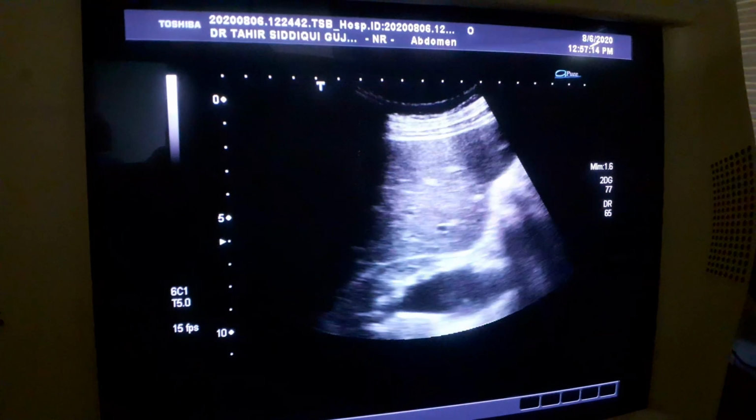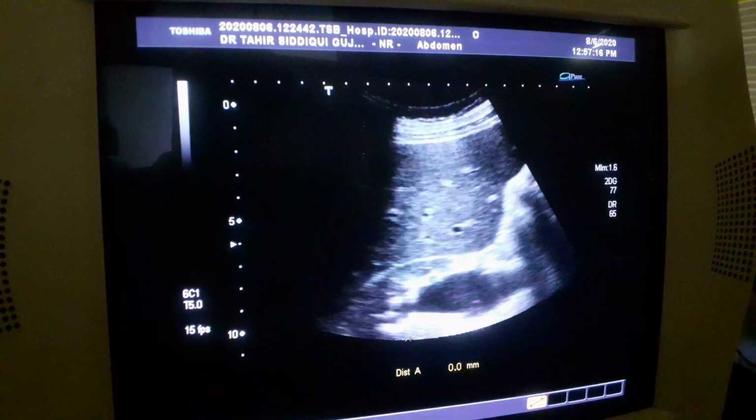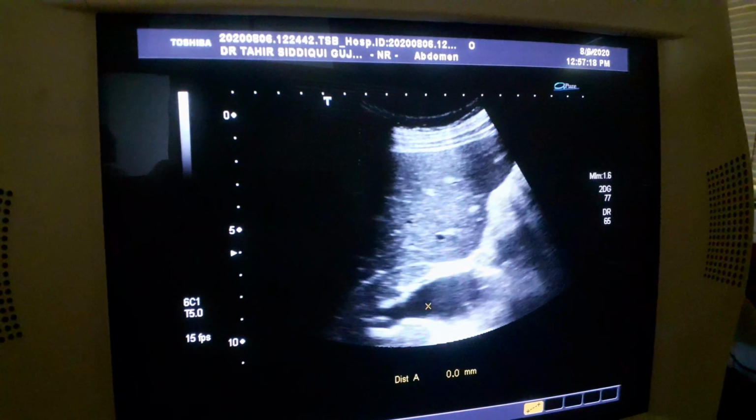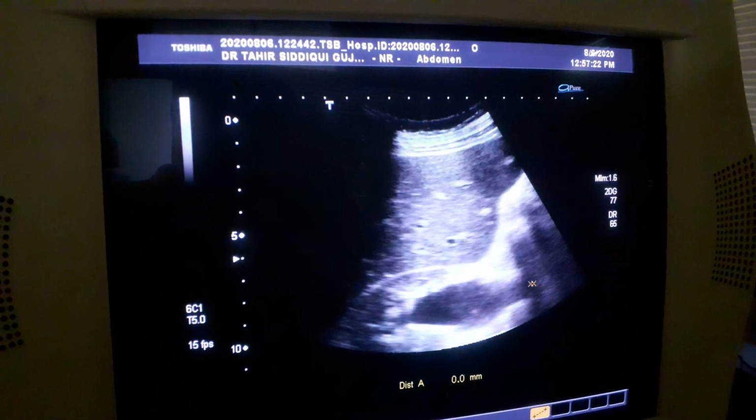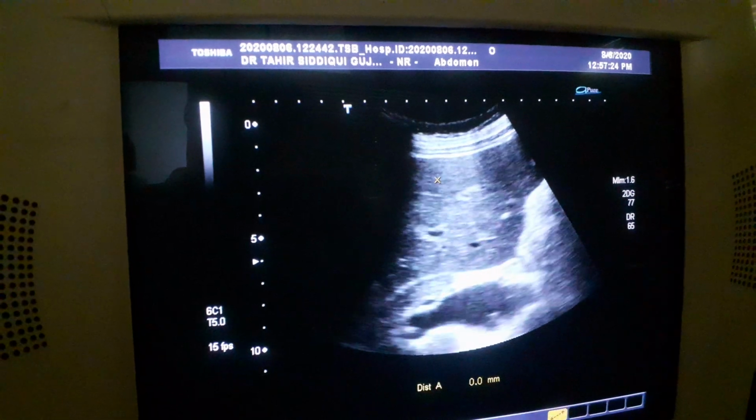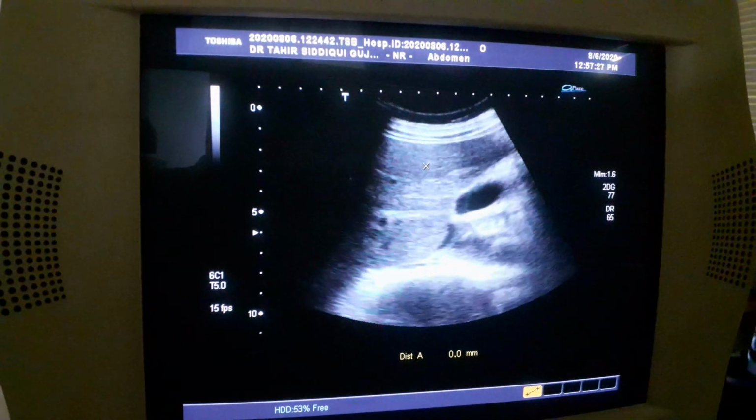Here you see this is the right kidney, in which you can see the dilation. This is the transverse section, and the dilation of the ureter as well. This is the proximal ureter, the liver, the gallbladder.